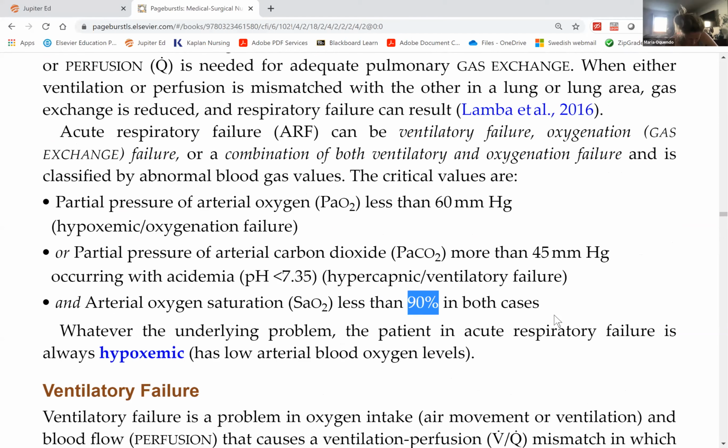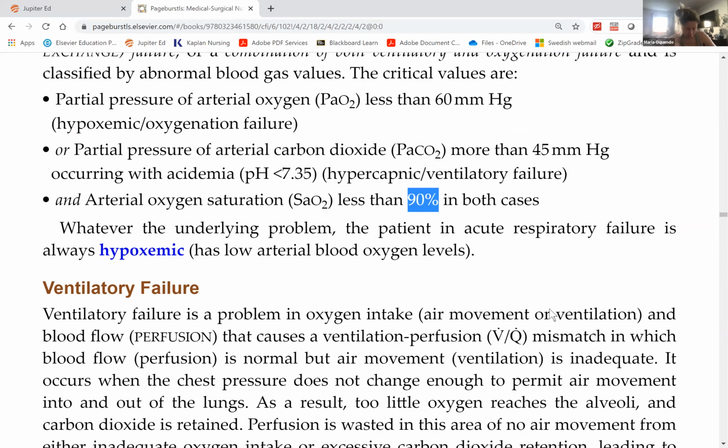Any question on the condition of respiratory failure? All right, very good.